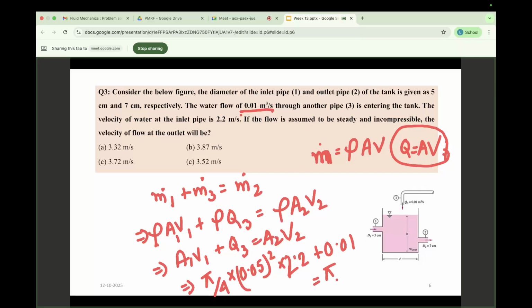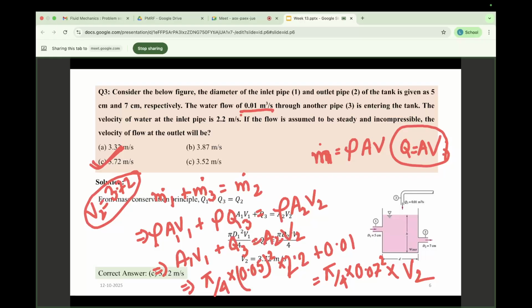And area of 2 should be pi by 4 into this diameter 0.07 squared, into velocity, which you do not know. All other values are known, only V2 is not known. So you just calculate and accordingly you will get V2 as 3.72. So good Vidisha, you have answered it correctly. Very good. Okay, so that is the concept. Similar types of questions can be asked.